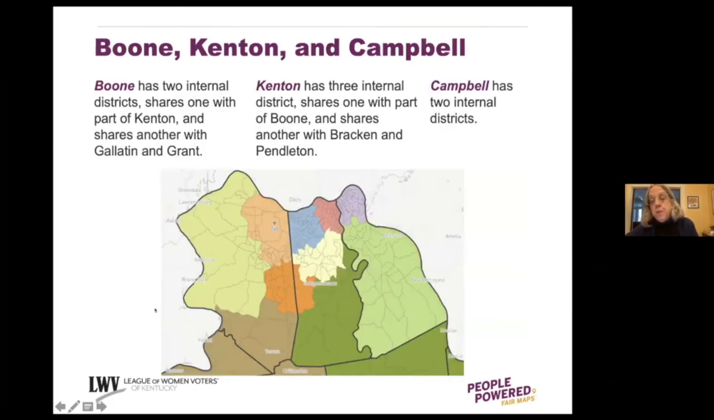So in this version of the map, Boone County, which is a big county, has 2 districts that are entirely for Boone and shares one with Kenton and shares another with just Gallatin and Grant. Kenton County has 3 districts that are entirely inside of Kenton, shares one with Boone and shares one with Bracken and Pendleton. And Campbell County in the most recent census is the right size to just be split into 2 parts. Those 2 districts have very similar population, the purple and the green, but as you can see, very different total size in terms of area.